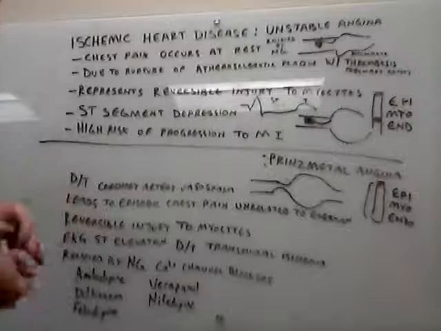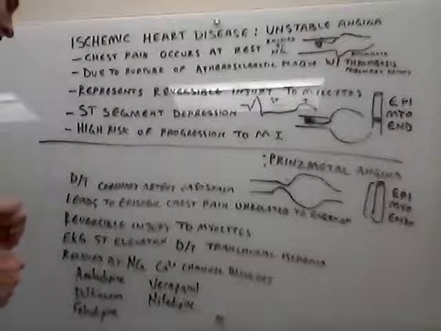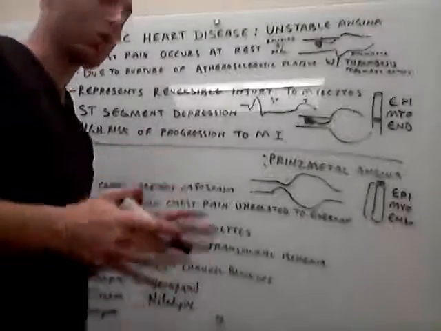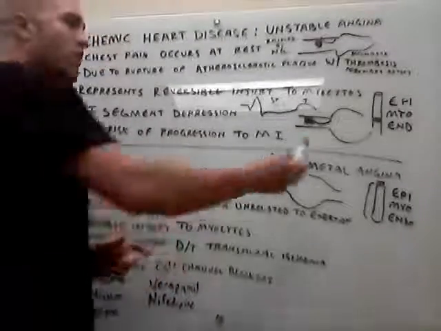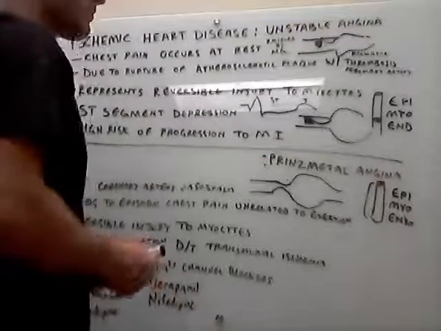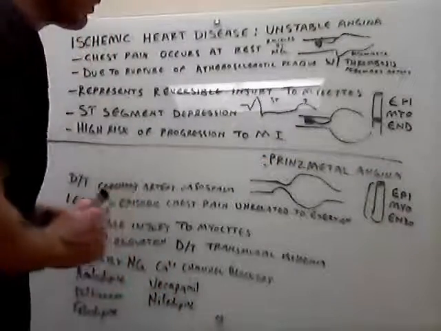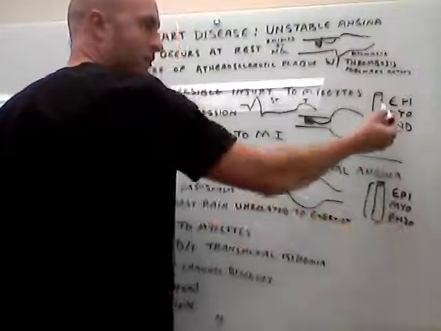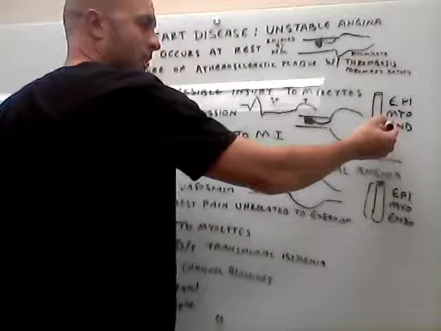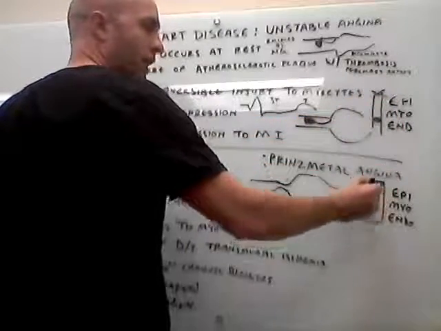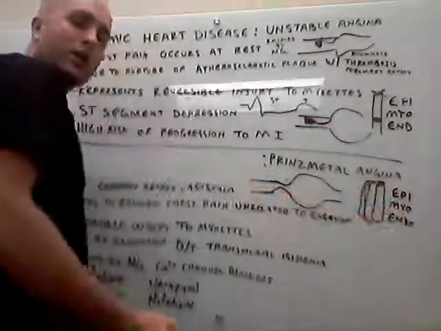On an EKG, there is ST elevation, and this is due to a transmural ischemia. So before, up here, I said this was subendocardial ischemia. This is transmural ischemia. So again here, you have the epicardium, the myocardium, the endocardium. Before, the block ended up being in here somewhere. In this case, the block is all the way up here. So this whole blood vessel becomes blocked off.